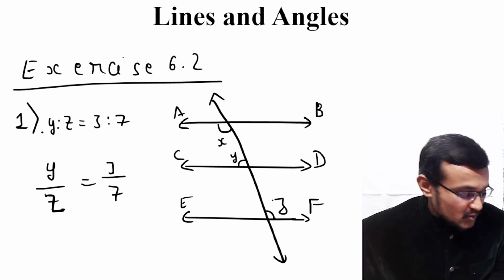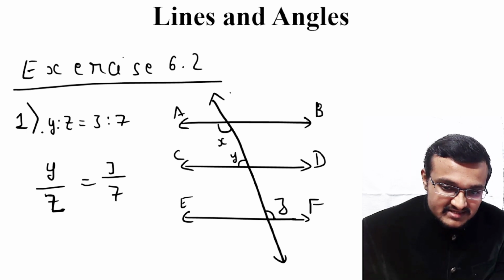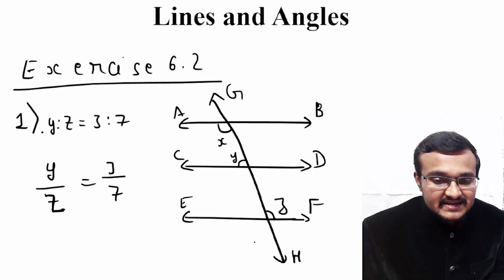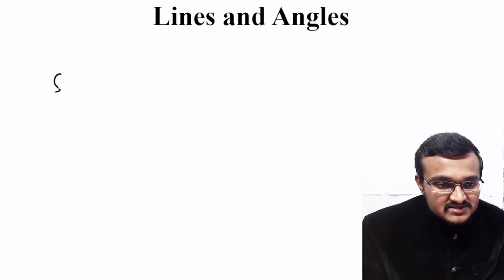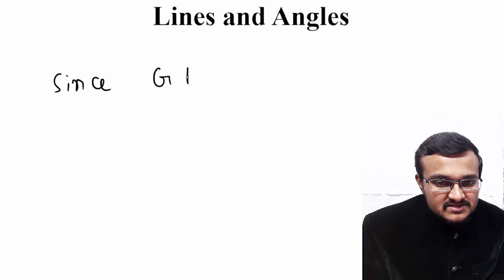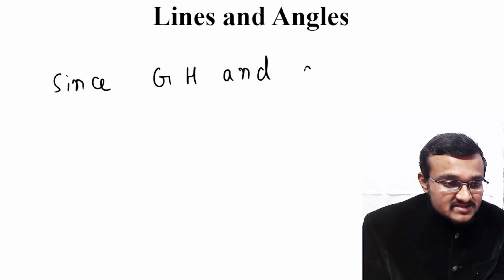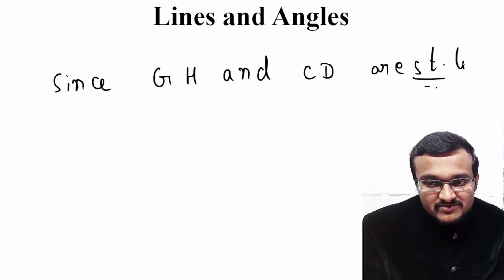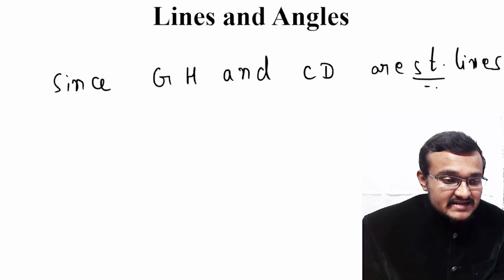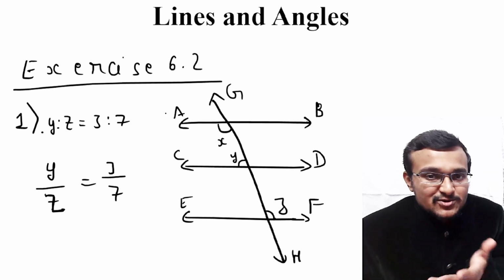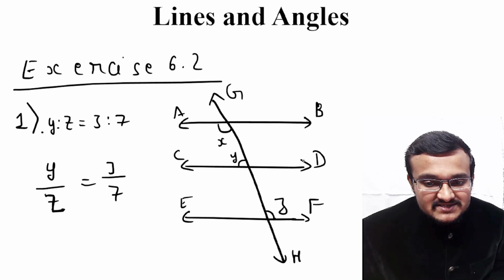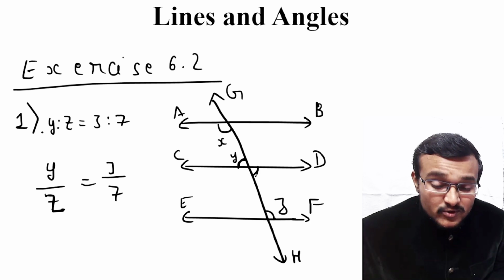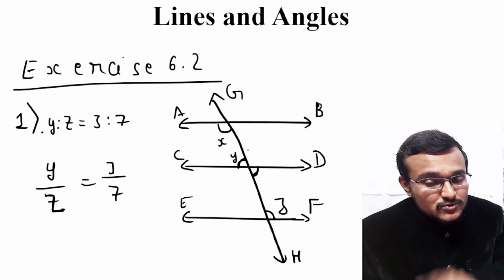And here you can see one traversing line is passing. We can consider this traversing line as GH. So here, since GH and CD are straight lines, one thing you should remember, all these lines are straight lines and the traversing line is also a straight line. So that's why they are known as lines. So GH is a straight line and CD is a straight line. So these two angles act as vertically opposite angles, and these two will be equal to each other.